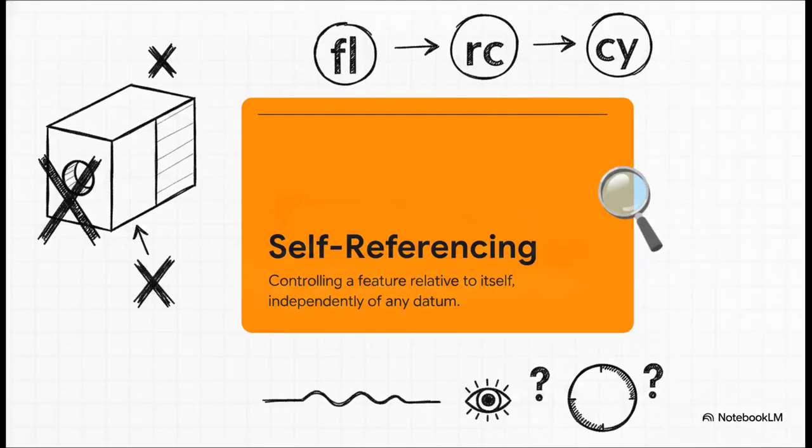So, what does no datums actually mean in everyday engineering practice? It means that these four symbols are entirely self-referencing. As the ASME standard defines it, we're controlling a geometric feature strictly relative to itself, completely independent of any other feature or datum reference frame. We aren't orienting it to the bottom of the part, we aren't locating it from a hole, we're not squaring it to a sidewall, nothing like that. And this dramatically simplifies things for us. We're purely evaluating the independent shape of this one specific feature. Is it straight? Is it flat? Is it round? That is literally all we care about right now.